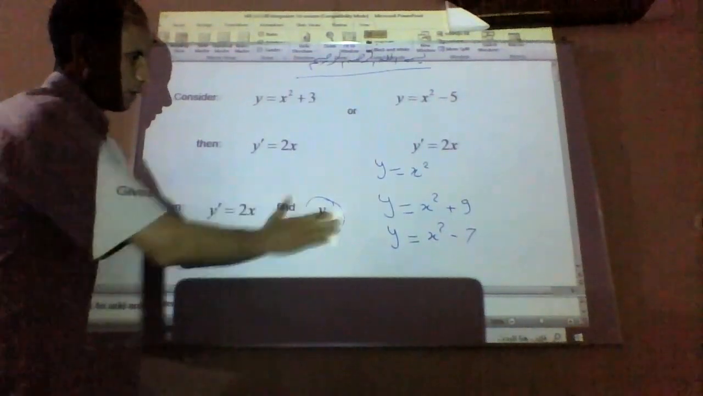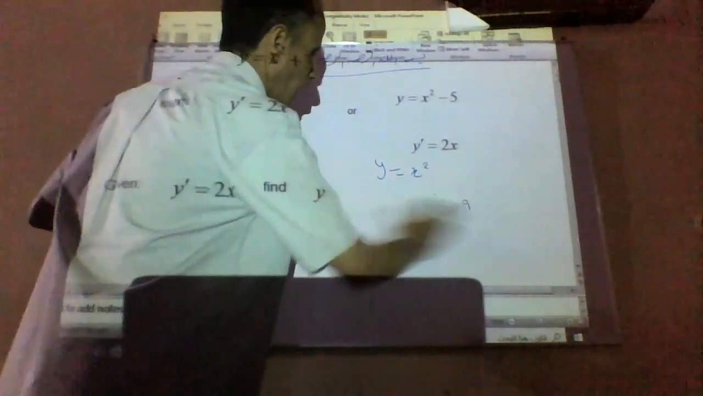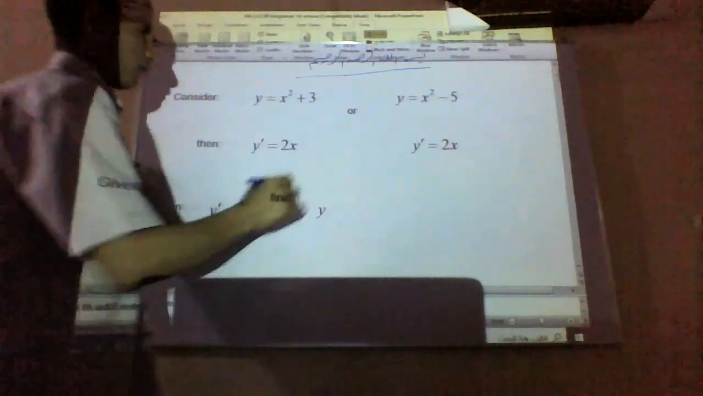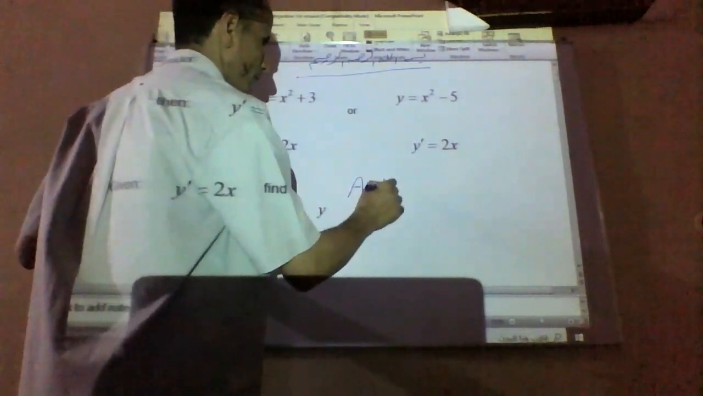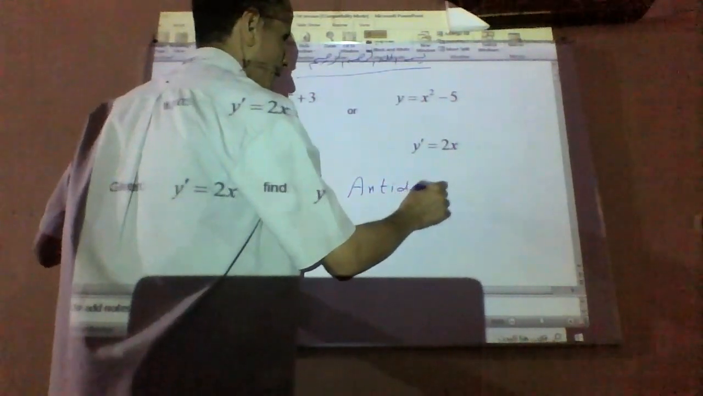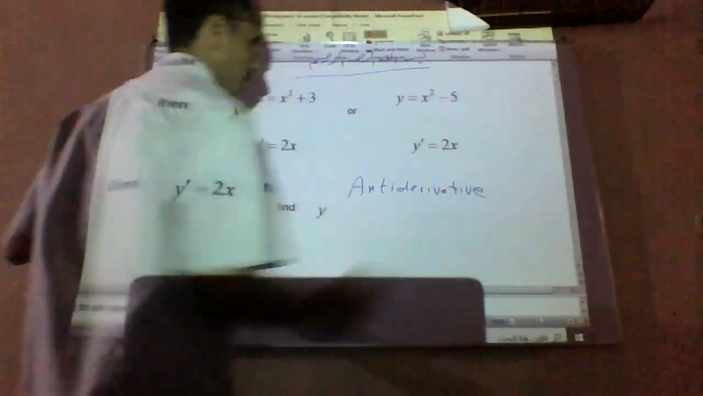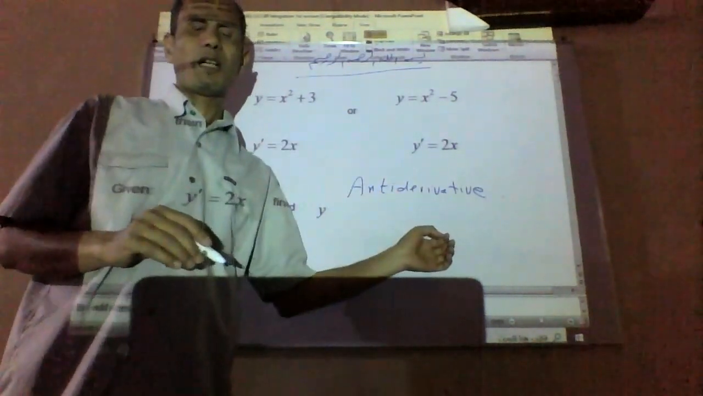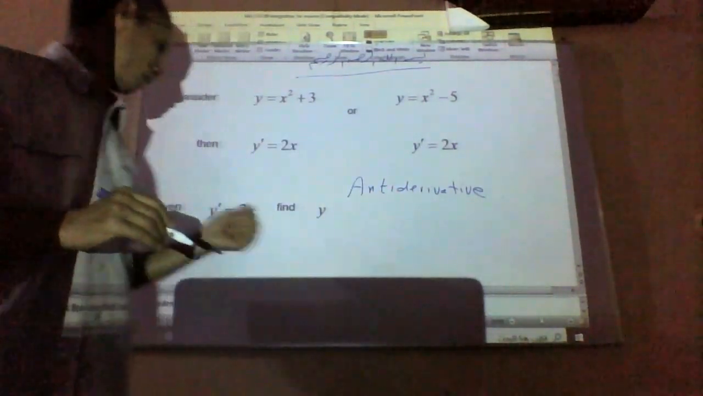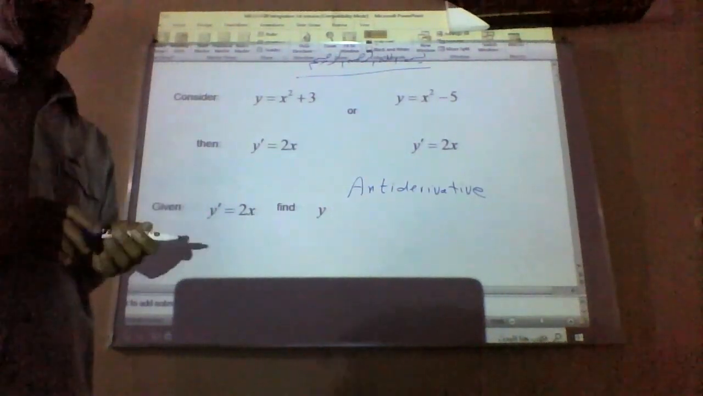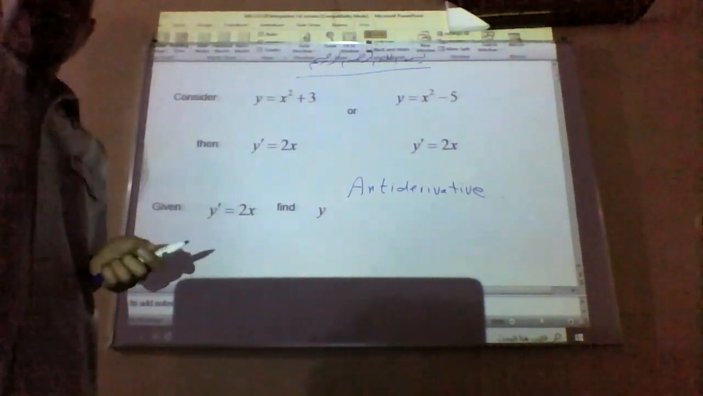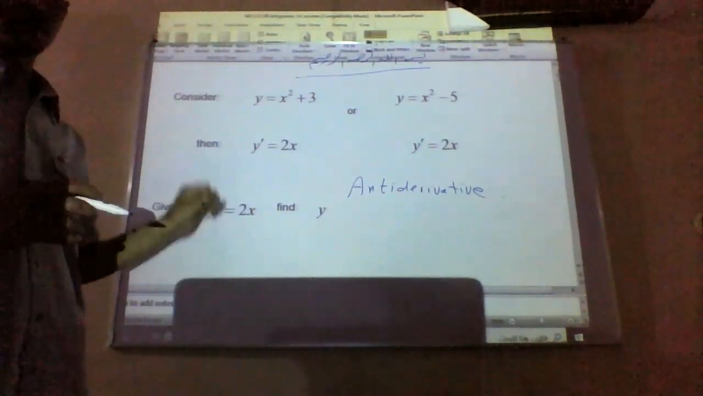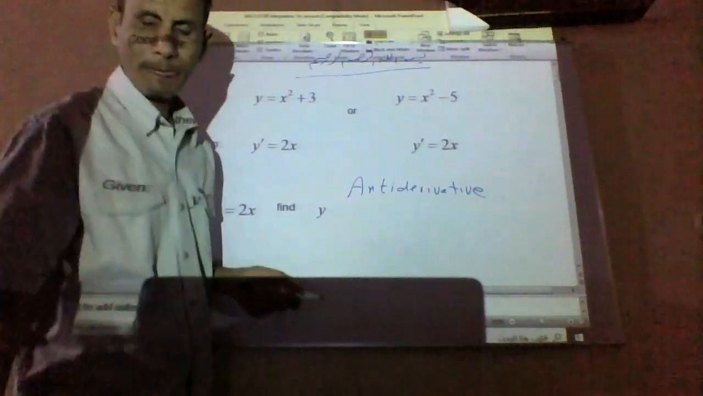This family of functions we call antiderivatives. All of these functions are called antiderivatives of y dash equal to 2x. The process of finding the antiderivative, we call it integration. Okay.